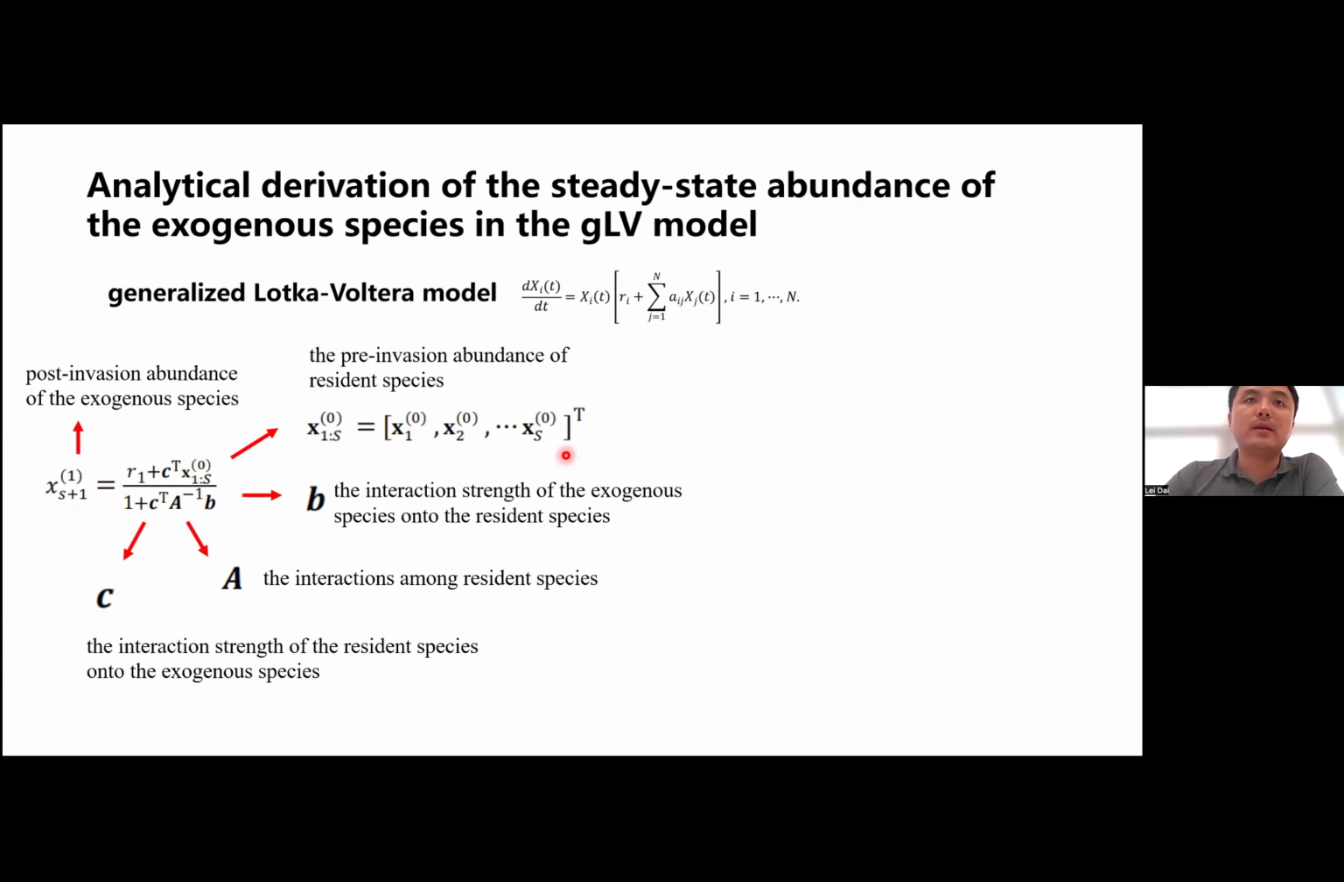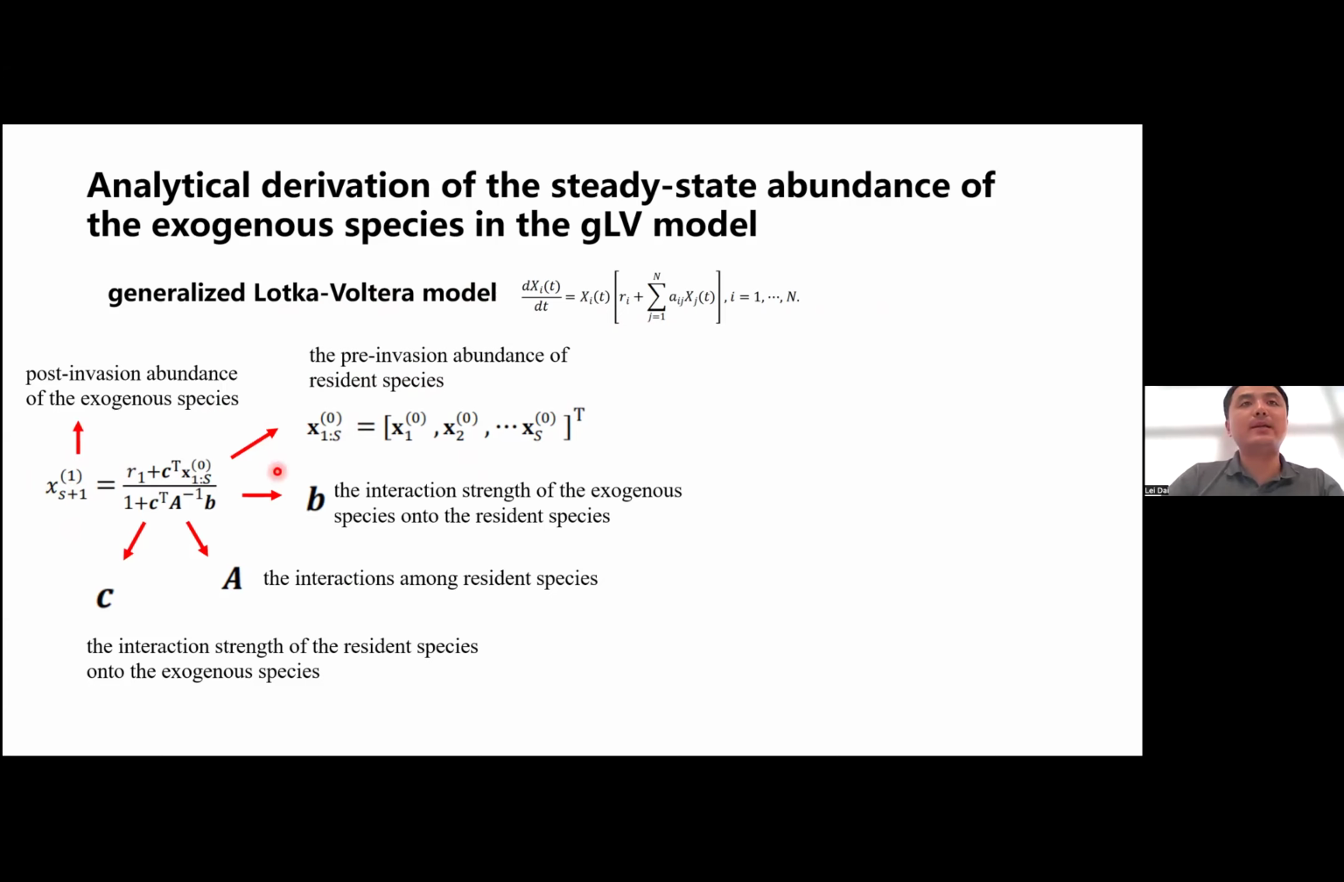One is the abundance of the resident species, and also the interactions of the exogenous species onto the resident species, as well as the interaction of the resident species onto the exogenous species. These are vectors, and A is a matrix, the interaction among the resident species. So this is a very elegant derivation that tells you that if you have this pre-invasion abundance, that's the vector I was talking about, and this is the real number I'm trying to predict. So analytically, if you believe the world follows the Lotka-Volterra model, then this is the relationship.